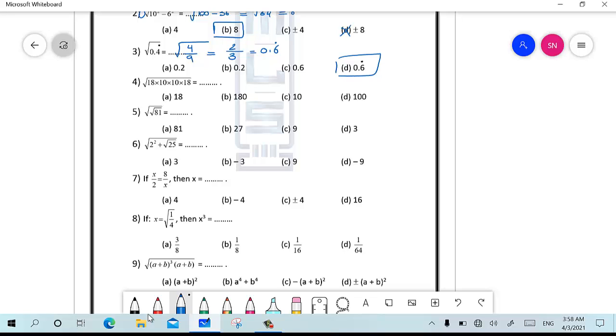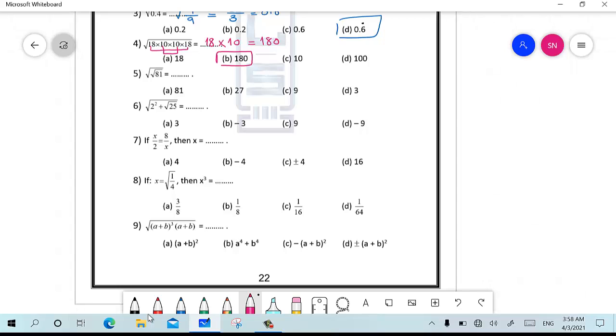Number 4, square root 18 times 10 times 10 times 18. We said that when I have a square root of something like this, I take from each two 1. So I'm going to take from the 18 1, and I'm going to multiply it by, I'm going to take from the 10 1. So this is equal to 180. So the correct answer is number B.